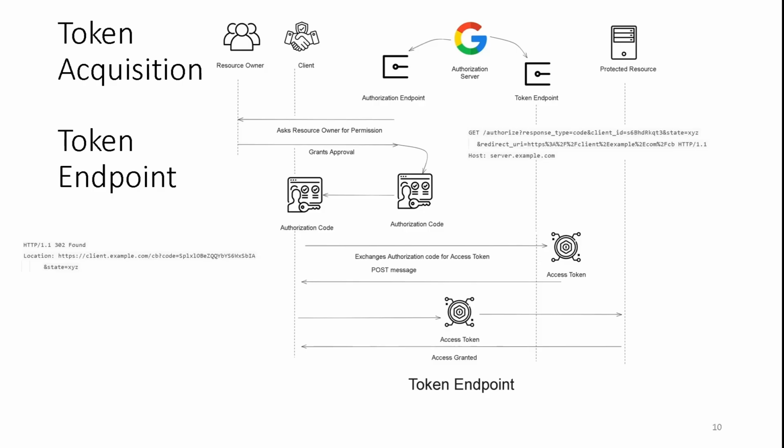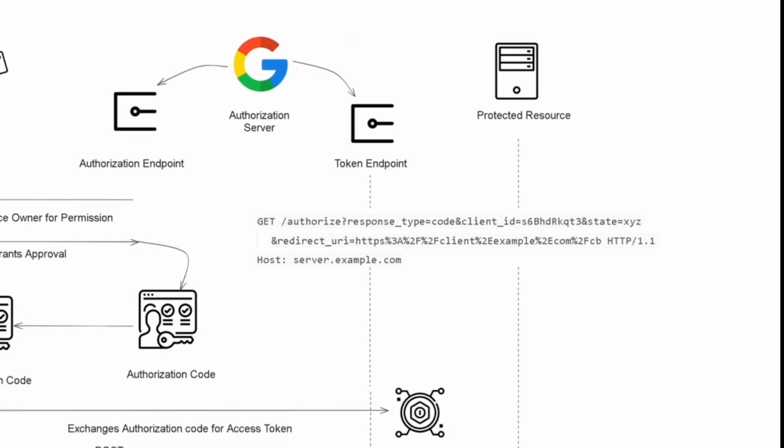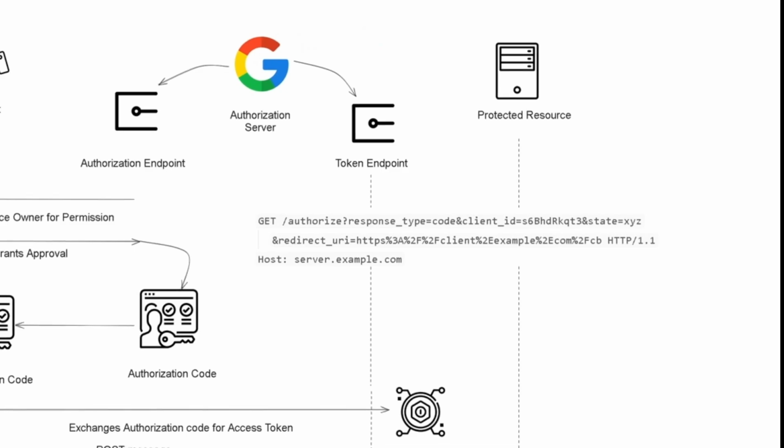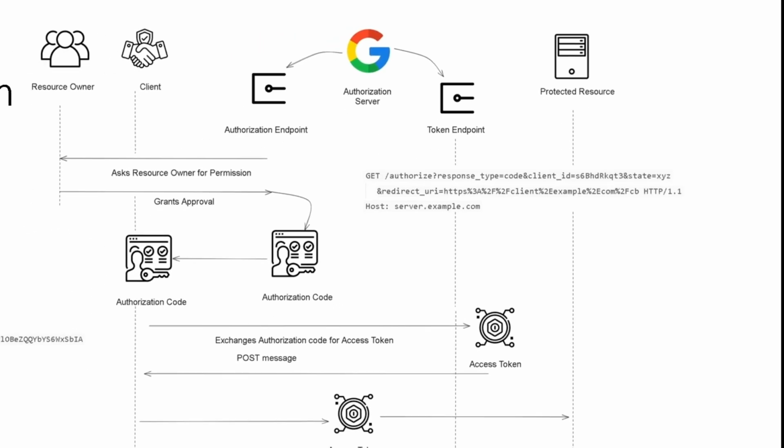The token endpoint is used by the client to obtain an access token by presenting its authorization grant or refresh token. The token endpoint is used with every authorization grant except for the implicit grant type. We will discuss more in the next lecture.